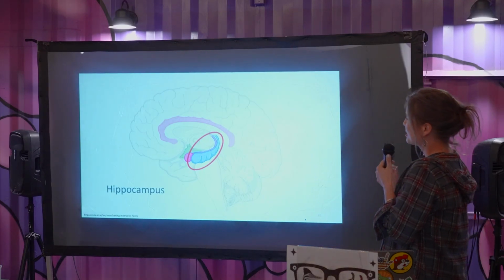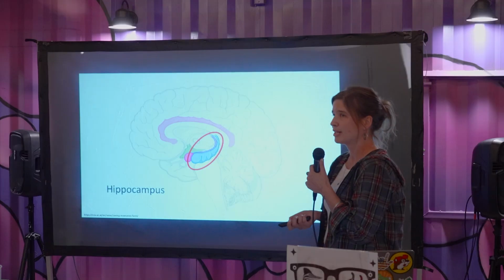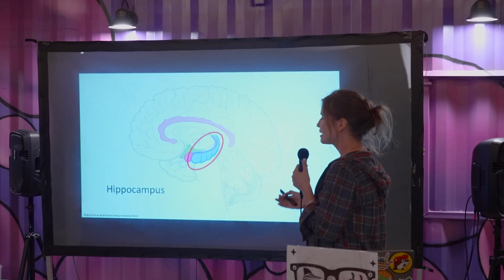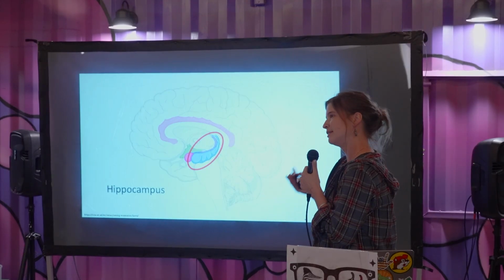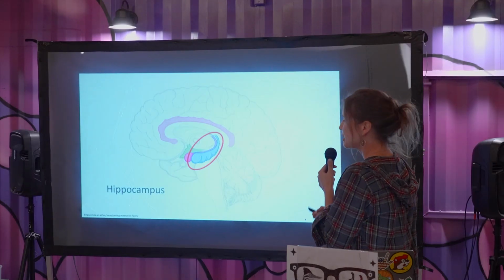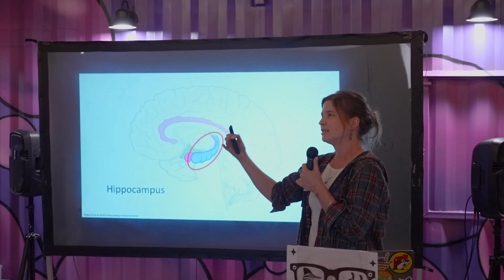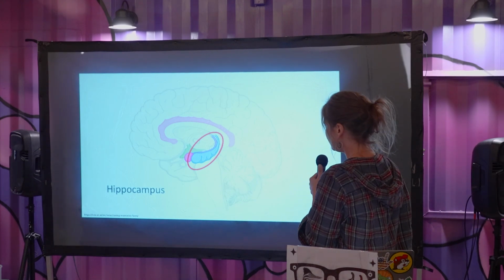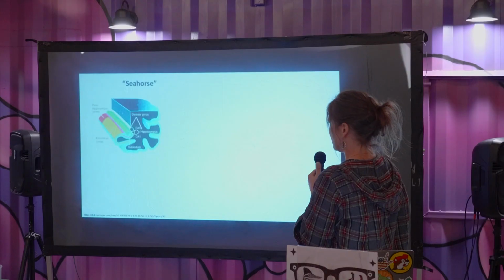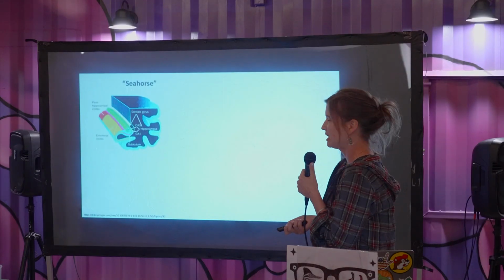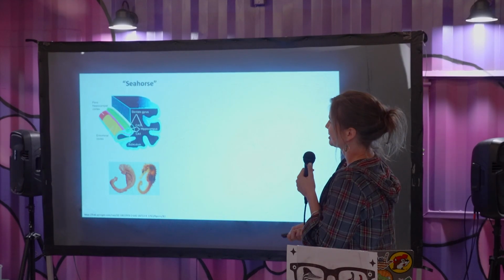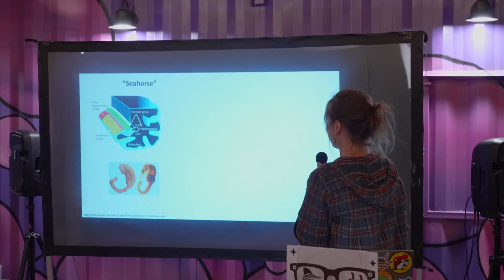So one of the regions that's really important for learning and memory is called the hippocampus. It's essential for forming new memories. We know that. It is absolutely essential to the formation of new memories and the consolidation of those short-term memories into long-term memories. It's called the hippocampus, which means seahorse in Greek, because it looks kind of like a seahorse.